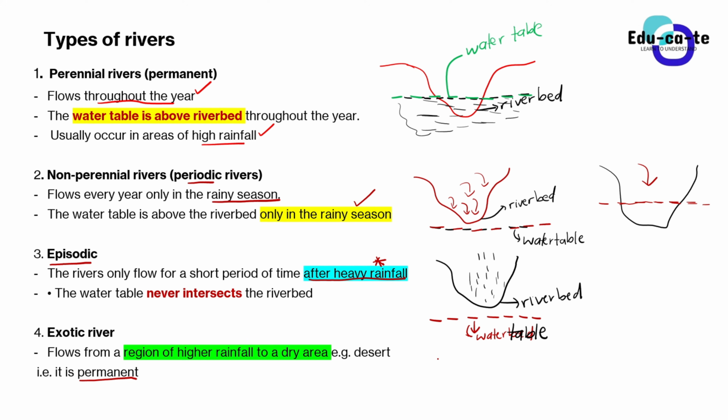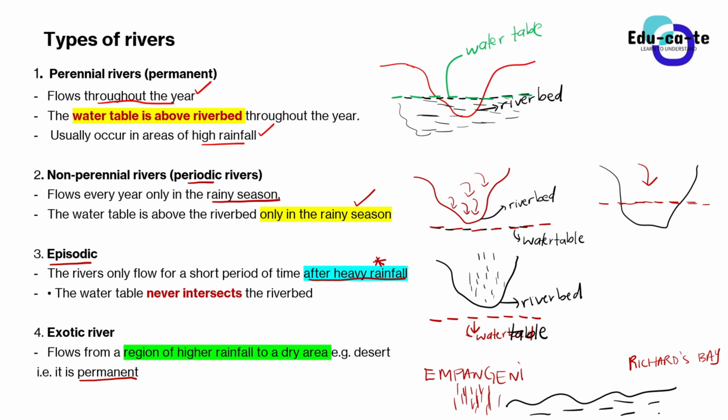So it means, let's just say that this is one place. Let's just say this is a place Empangeni, and there is higher rainfall. So here we know that it is always raining in Empangeni. And then let's just assume that we've got another place here. Let's just say this is Richards Bay. So at Richards Bay, let's assume that this place is a dry place, a desert actually. So now for an exotic river, the river will flow here from Empangeni to Richards Bay, to a dry area.